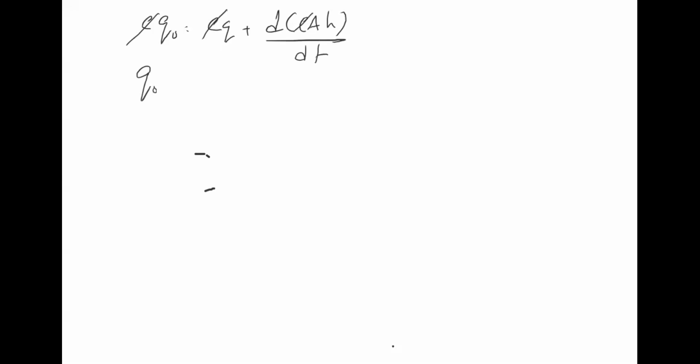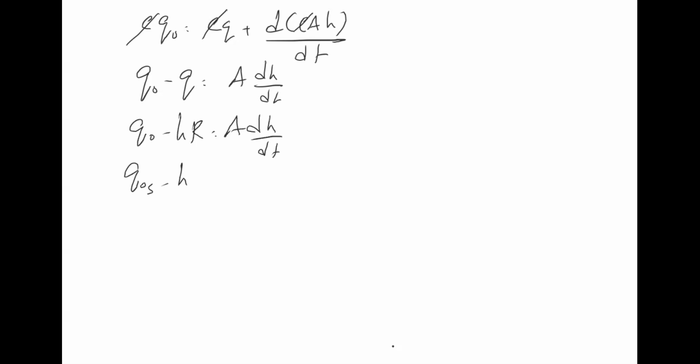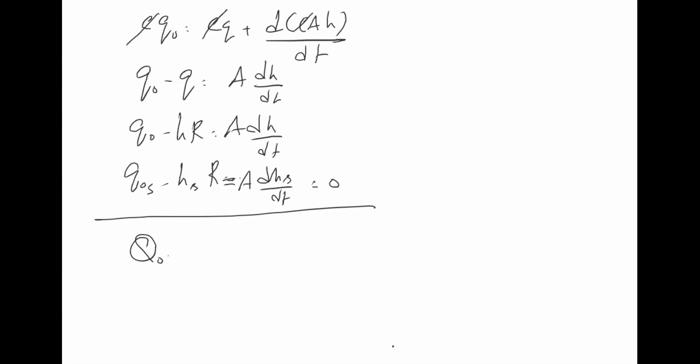So how do you derive? So you will write the model, let's say rho q naught equal to rho q plus rho into a into dh by dt. Rho will cancel on both sides. Q naught minus q equal to a into dh by dt. Then what is q? H into r. So q naught minus h into r equals a into dh by dt. If we write the steady state model, q naught s minus hs into r equals a into dhs by dt, which is equal to 0. So from this one you can derive the deviation variables: q naught minus h into r equals a into dh by dt.